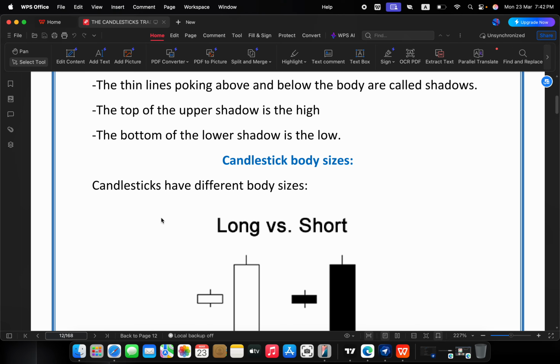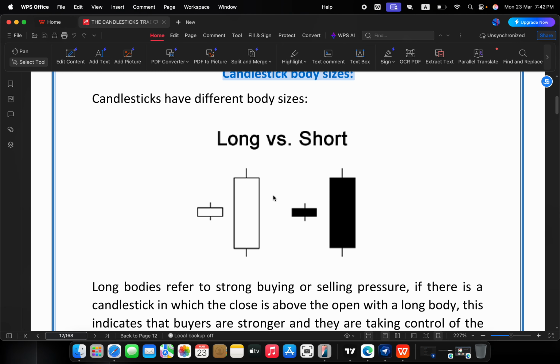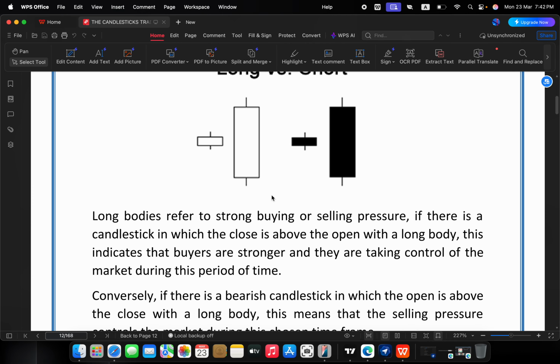So then we have what we call candlestick body size. This candlestick body size shows you the long body versus the short bodies. Now, what do we mean when we say long bodies and short bodies? Long bodies refer to a strong buying or selling pressure. Now you get to understand the body of the candlesticks. So when you see a candlestick that has a big body like this, just know that that day or that minute or that second had good buying pressure.